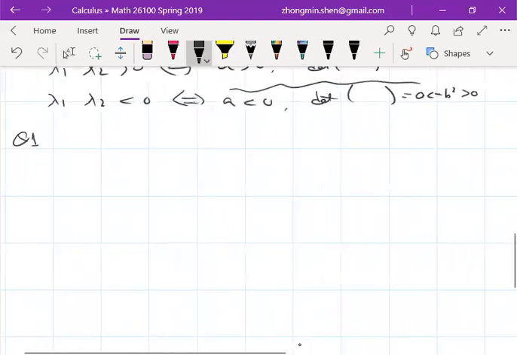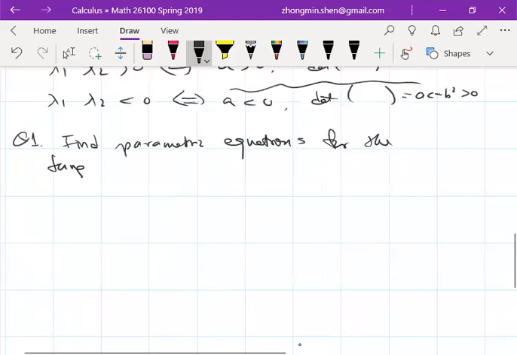Okay? So the first type of problem is to find the parametric equations for the tangent line to a curve. So the curve is given, and you still probably have to find the value of t. So let's try that. Find the parametric equations, right, for the tangent line, right, to the curve.